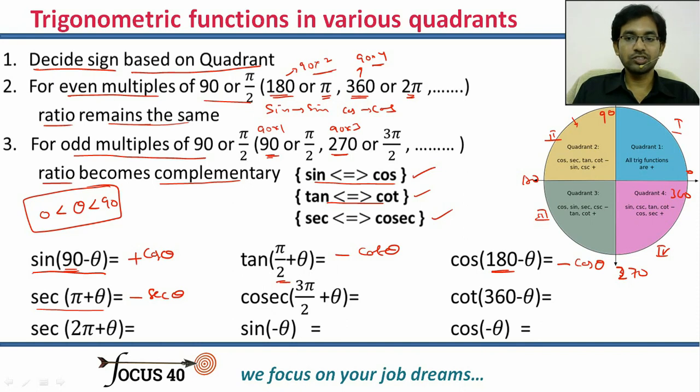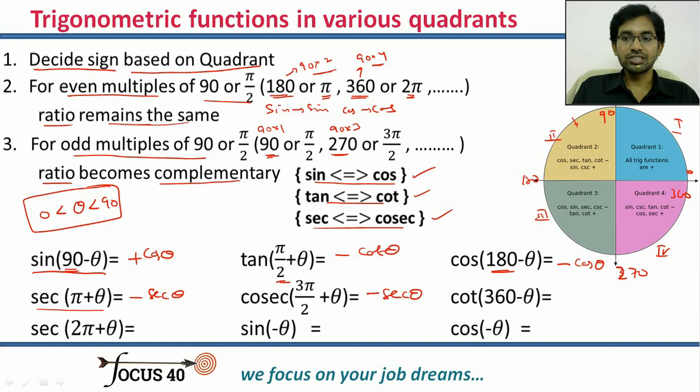Next, cosecant of 3 pi by 2 plus theta, that is 270 plus theta. So 270 plus theta falls in the fourth quadrant. In the fourth quadrant only cos and secant are positive, so cosecant is minus. And here it is an odd multiple of 90, since 3 pi by 2 is 270, so cosecant changes to secant. So minus secant theta.